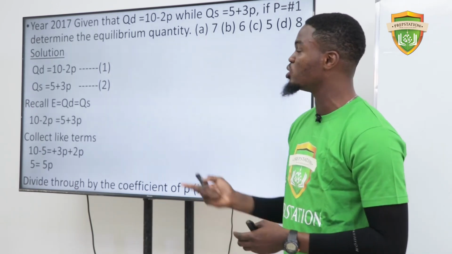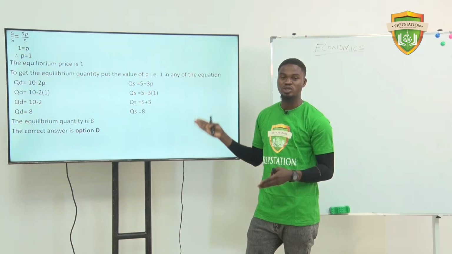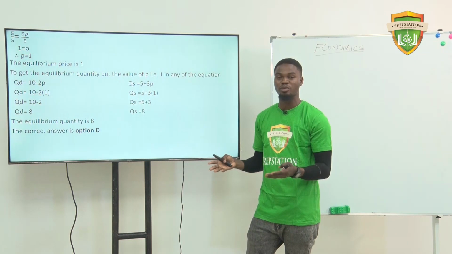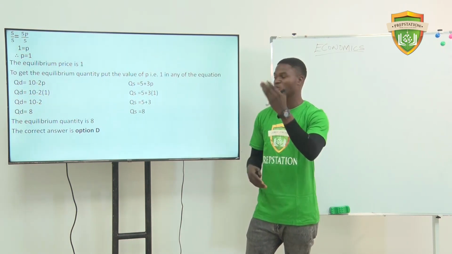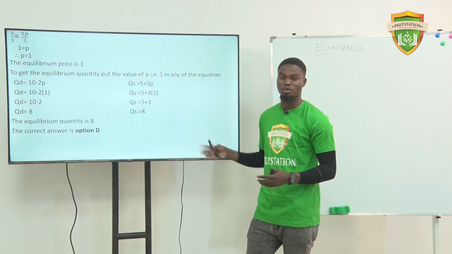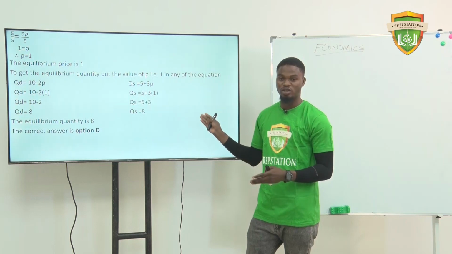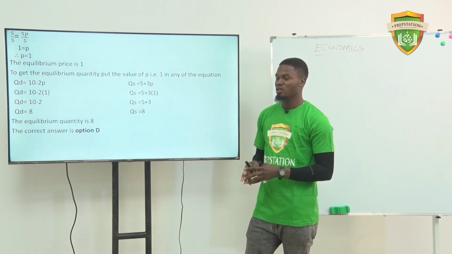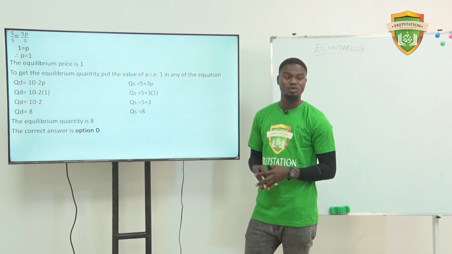So the next thing is we search for the equilibrium quantity. So how do we do that? We put the value of p, since we've gotten the equilibrium price, into either of the equations. So we have two equations here: the quantity demanded equation and the quantity supplied equation. I decided to solve for both to check that whatever equation you choose to use will give you the same answer.